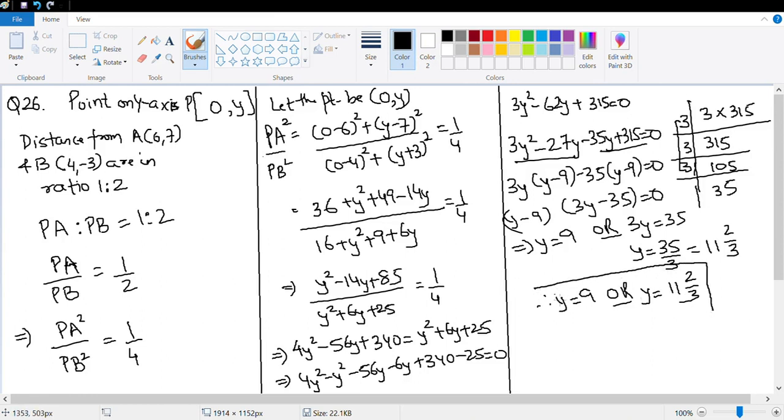Let's see if this is correct, and let's see what I need to find next. Question number 26 says find the point on the y-axis. Therefore the point is 0, 9 or 0, 11 2 by 3. Remember that you need to write this in the simplest form; writing 35 by 3 will get you 1 mark deducted. Let's look at the next question.